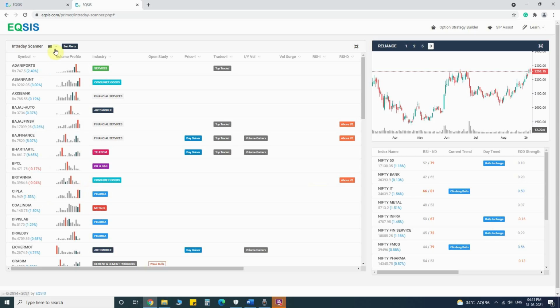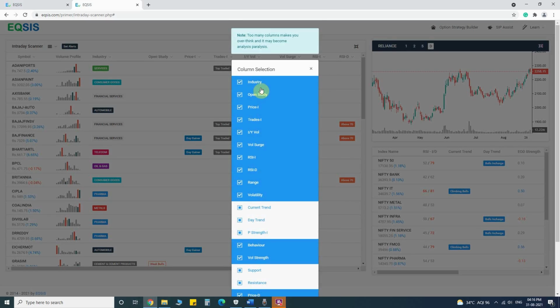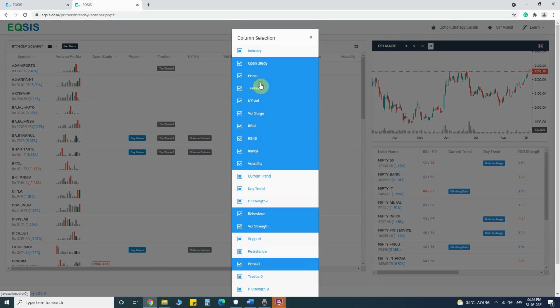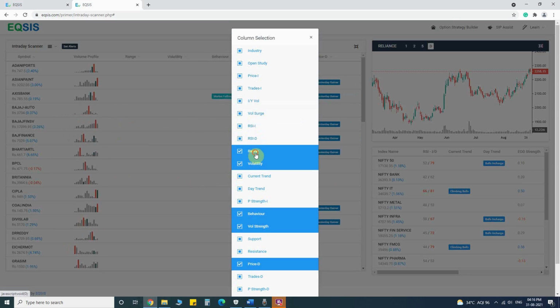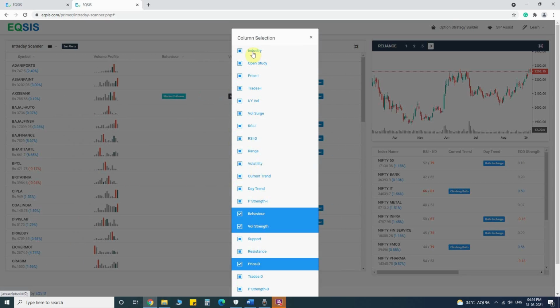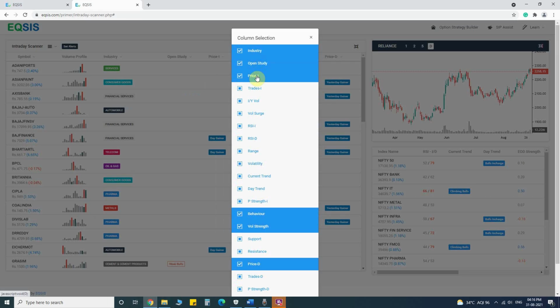Can you see there is a sub-menu section? If you click here, this is an interesting way by which you can customize your columns, because there are some groups of columns available here, or you can even choose custom so that it displays the columns which are currently open. If you wish to hide the columns like industry, open study, price, you can actually hide everything which you don't really want. And if I want industry, open study, and price, I can keep these three columns.